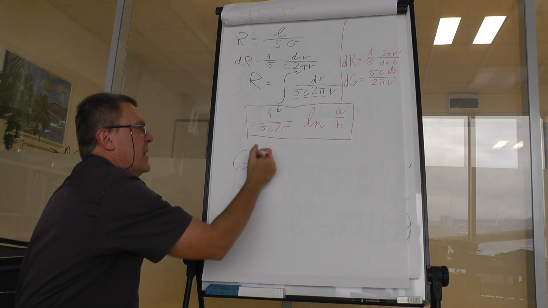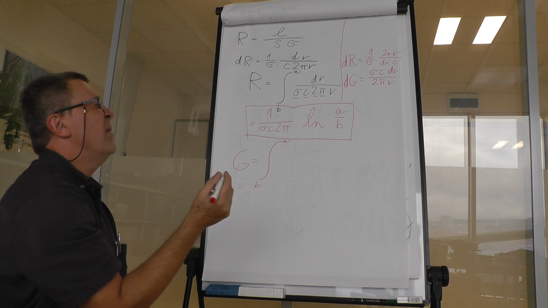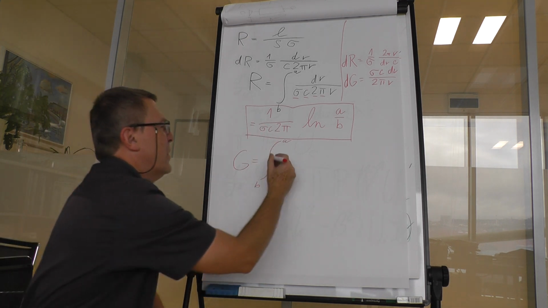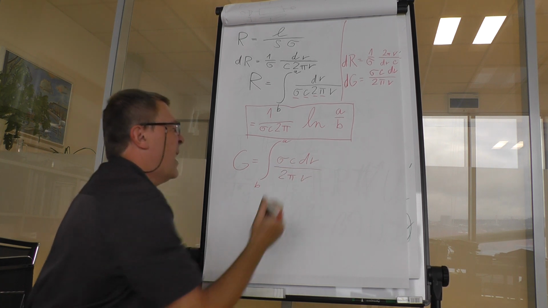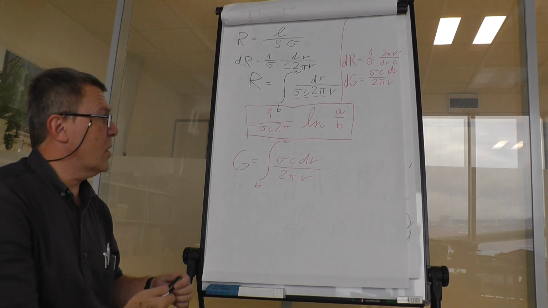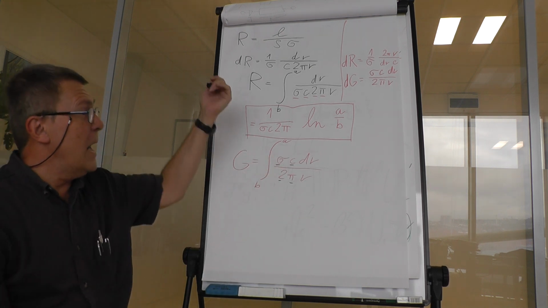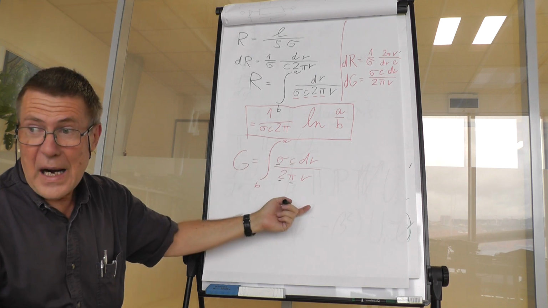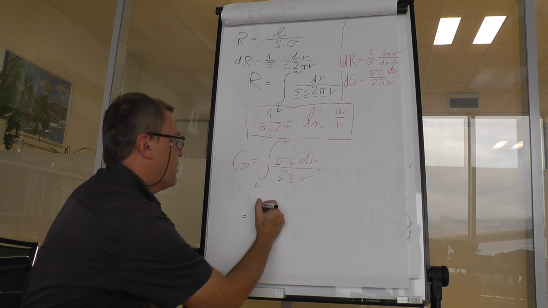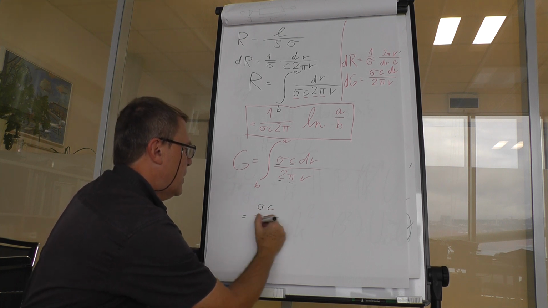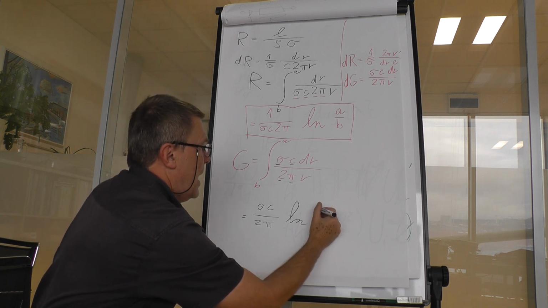So we have G as an integral of this differential value. We will again integrate from b to a, and inside the integral we would have sigma c dr over 2 pi r. Again, this integrand is mostly composed of constants. This, and this are constants. We can get them out, and we have the same kind of integral dr over r. So now I will put down the result as sigma c over 2 pi, logarithm a over b.